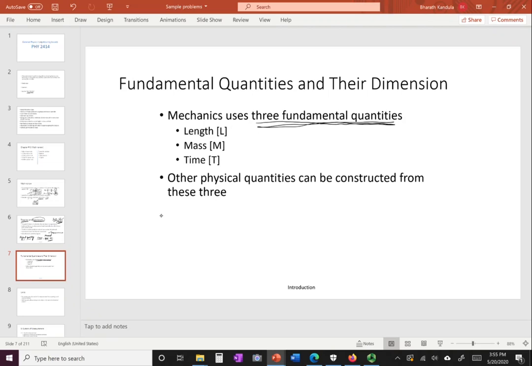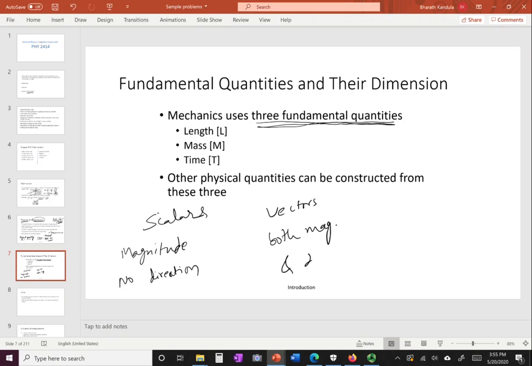Now physical quantities are divided into 2 categories: scalar quantities and vector quantities. Scalar quantities have only magnitude, but vector quantities have magnitude and direction. So here no direction, but vector quantities have both magnitude and direction. Whenever you are expressing a physical quantity, you must specify both magnitude and direction for vectors, right?